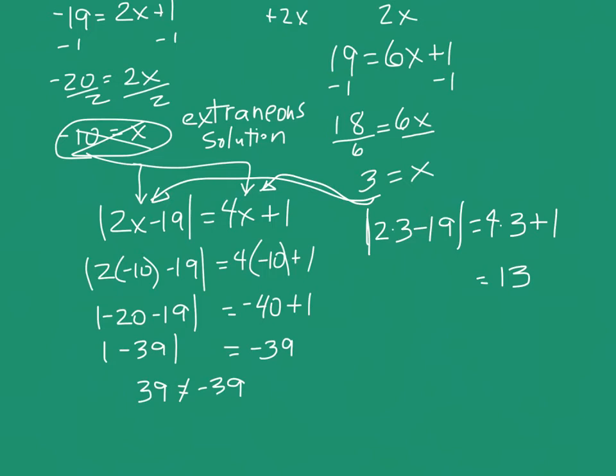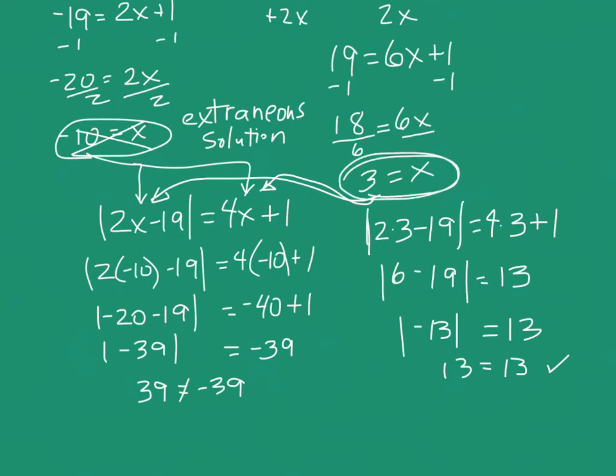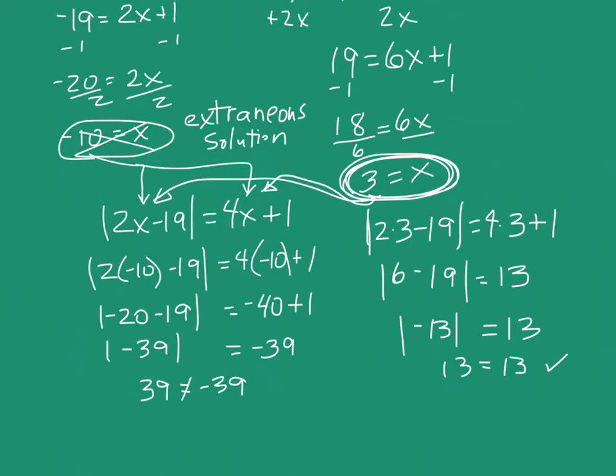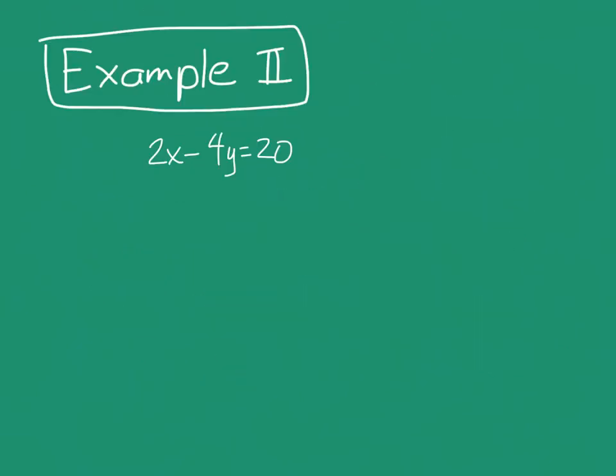2 times 3 is 6 minus 19. I want to take the absolute value of 6 minus 19, which I think is negative 13. And in fact, that does equal 13. So this worked. So my answer to this problem, even though I get 2 problems, is x equals 3, not x equals negative 10.